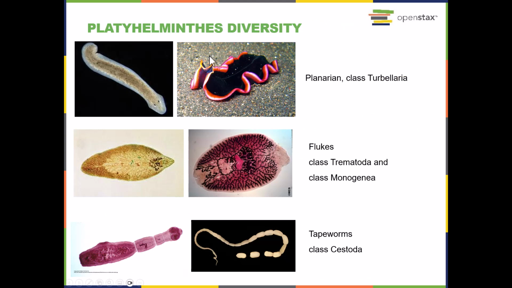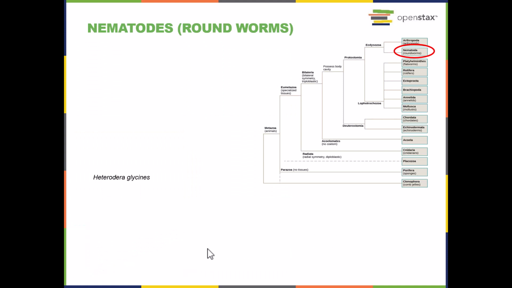So we have our planarians, which are free-living. The other groups are parasitic flukes. There's two different types of flukes, the trematodes and the monogenea. And then we also have the tapeworms. Next, we have the roundworms.